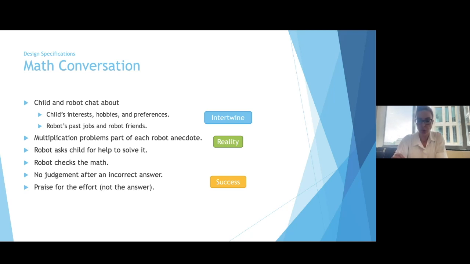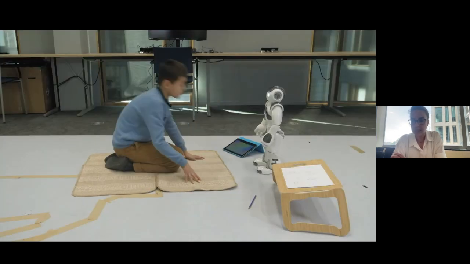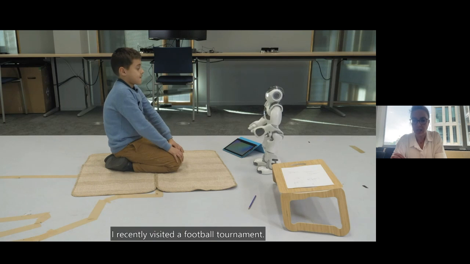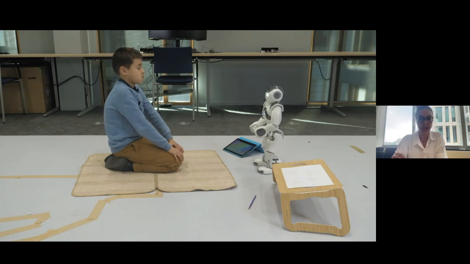So just to show you a very short clip of how we did that, an example of this math interaction. I think it's the next slide, Bert. Yes, it is unfortunately in Dutch, but I can of course translate it.